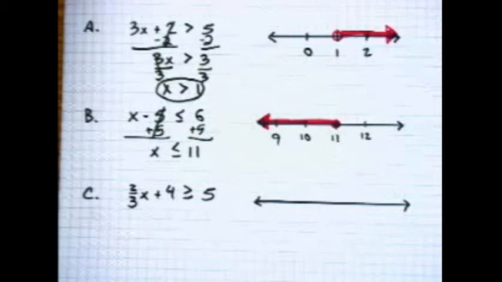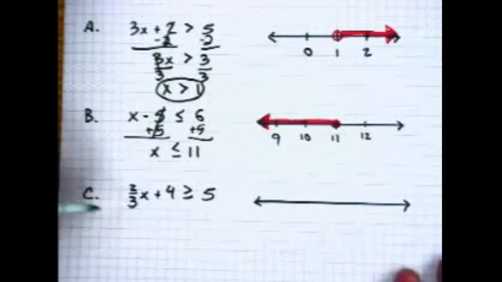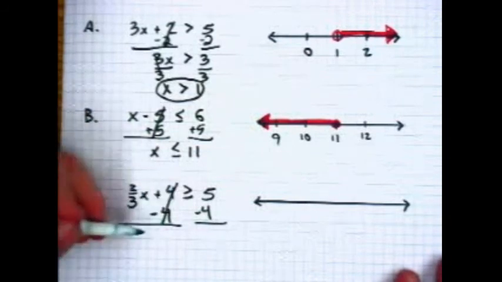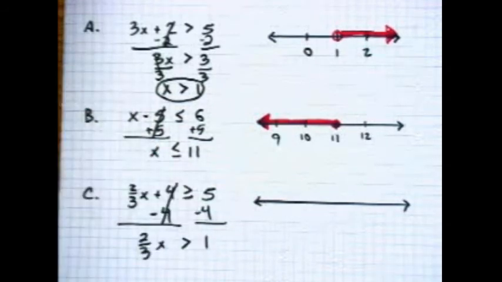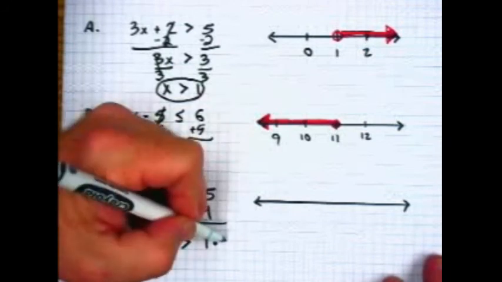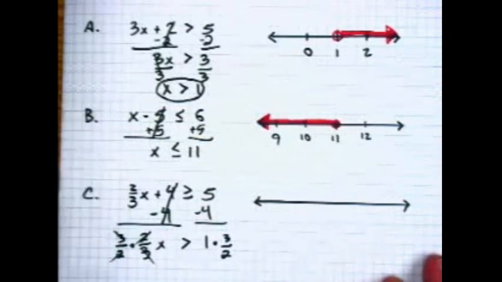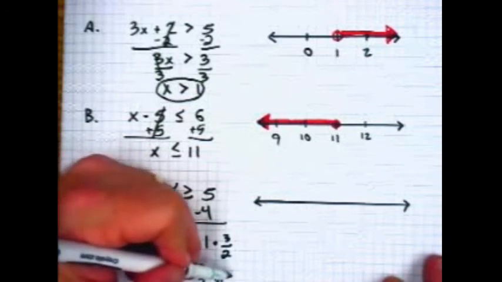So let's take a look at the third example. We want to solve for x, get the x alone. We're going to start by subtracting 4 from both sides. That leaves us with 2/3 x is greater than 1. Now we have to get rid of that 2/3. And the way we're going to do that, the way we always do that, is multiply by the reciprocal. Because the 3's will cancel, the 2's will cancel, and we're left with x is greater than, well, 1 times anything is just that thing, 3/2, or 1 1/2.